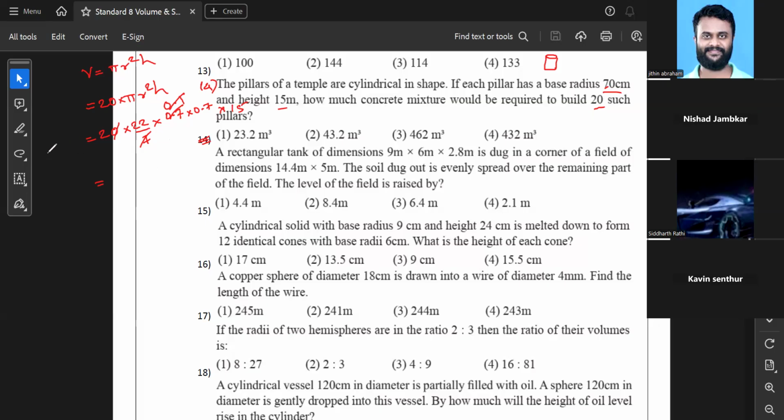See, you should understand one thing. Either you take 22 by 7 or you take 3.14. In both cases, you are going to get the correct answer only, because both are correct values. A little bit of approximation is there on both the values. So both the answers will be approximately the same. So in both cases, you will definitely get the correct answer. Now the question arises, which one is easier for you?